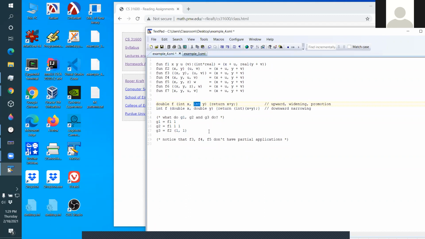Int is what? Isn't it 32 bits? 32? Double is 64. 64 bits. It's a wider word. It's a wider data type. You're going from a narrower data type to a wider data type. So it's called widening. This one's called narrowing because you're going from a wider data type to a narrower data type.